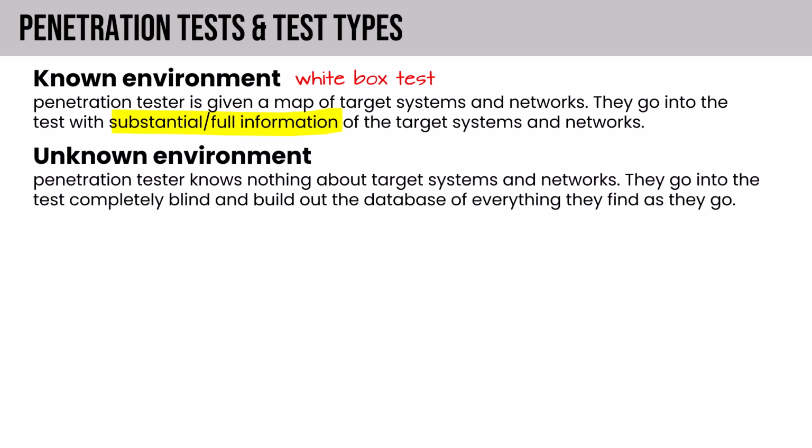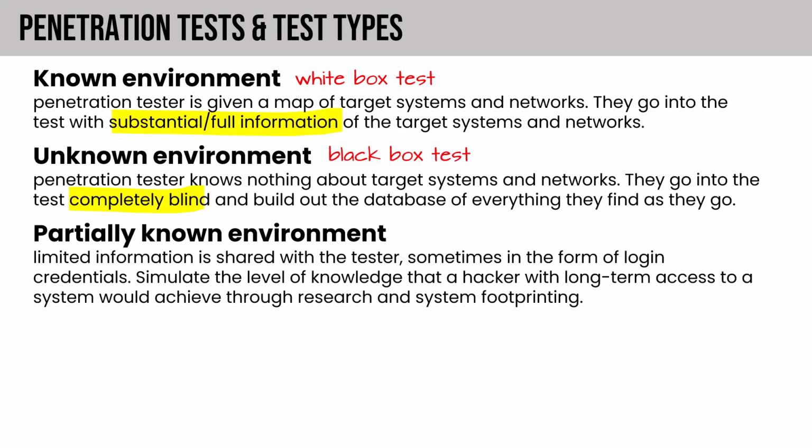Unknown environment is where the pen tester knows nothing about the target systems and network. They go into the test completely blind, and they build out the database of everything they find as they go. It's sometimes called a blind test, often called a black box test. I'm trying to give you equivalent terms here because you'll see both of these show up in some of the exam prep texts. There's the partially known environment where the tester has limited information, sometimes in the form of login credentials. This simulates the level of knowledge that a hacker with long-term access to a system would achieve through research and system footprinting. This is sometimes called a gray box test.